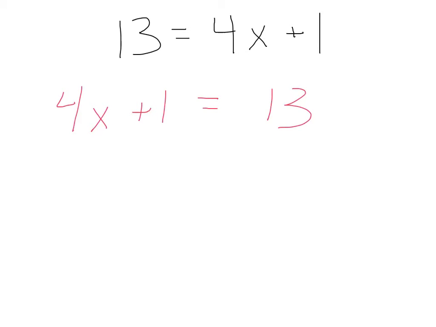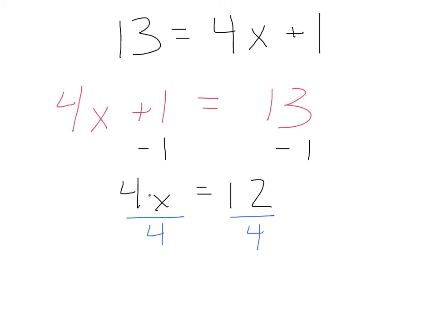Now, remember, like I said earlier, we like to get rid of the plus or minus first. So the 4x plus 1, the inverse operation of plus 1 is to subtract 1. Subtract 1 from the other side also. So now I have 4x equals 12. My equation is still balanced. Now remembering that this is 4 times x, I'm going to divide both sides by 4.